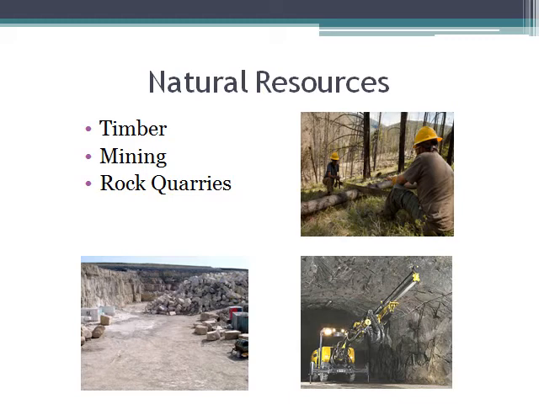The Challis Volcanic area has several natural resources, the main ones being timber, gold and silver mining, and rock quarries. But timber is really the main natural resource in the area. About 396,000 acres are used for timber, which is 28% of the Challis Volcanic land area.